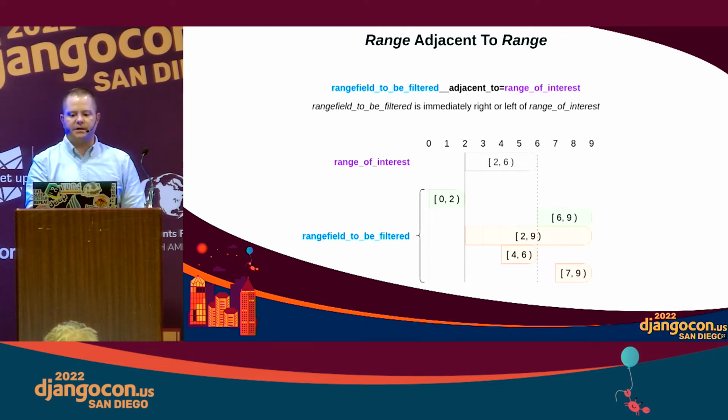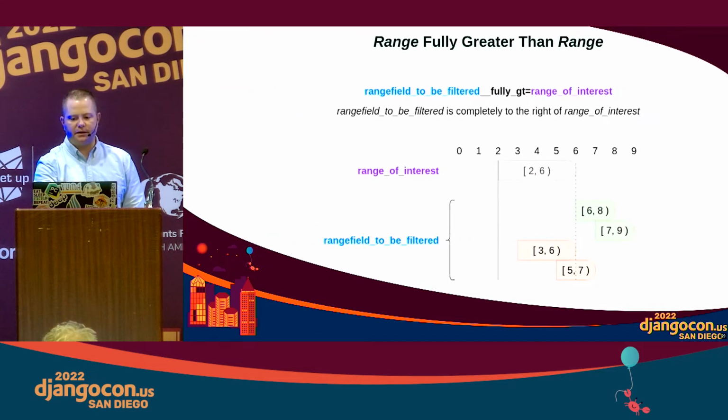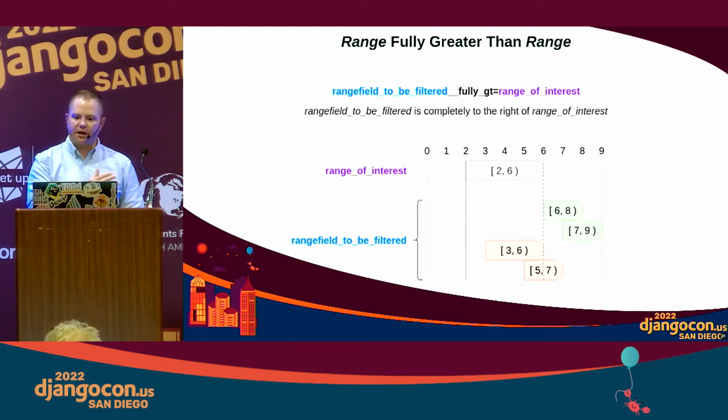So the range of interest here excludes the number 6, which is why those 2 on the outside that are green are the way they are. And then fully less than and fully greater than just really mean, is it all the way to the left of or all the way to the right of the range that we're looking at?